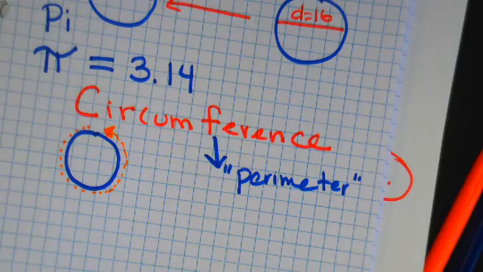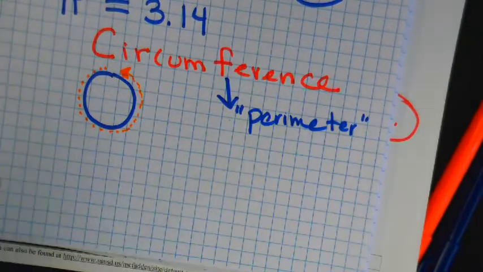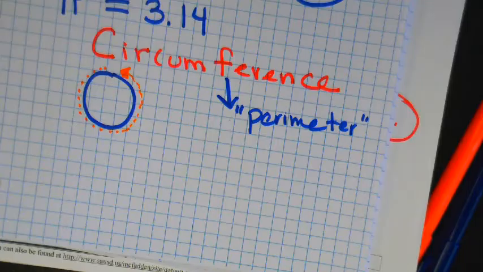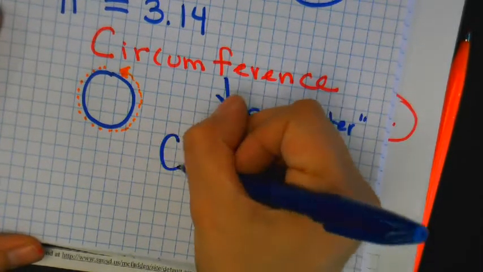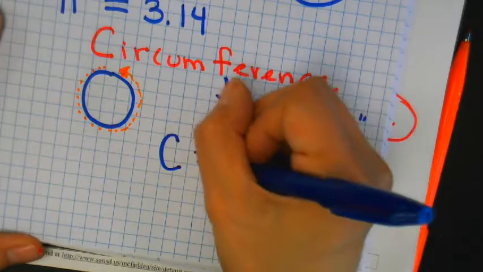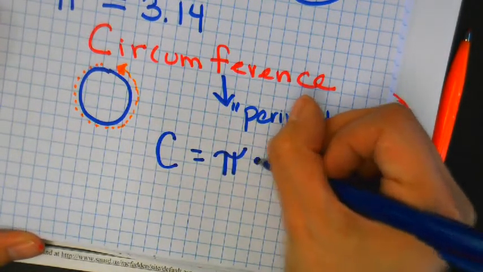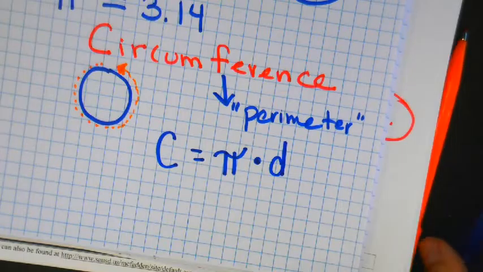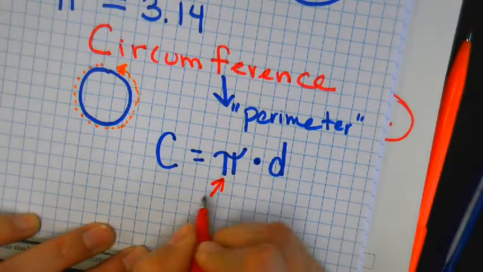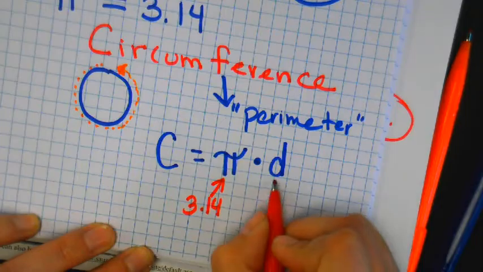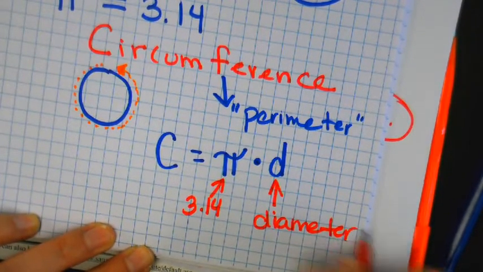No. Okay. So, in order to find the distance around, because it's circular, I can't just add the sides. So, they came up with the formula. C for circumference is equal to pi times diameter. So pi is 3.14, and the D stands for diameter. So this is your formula.